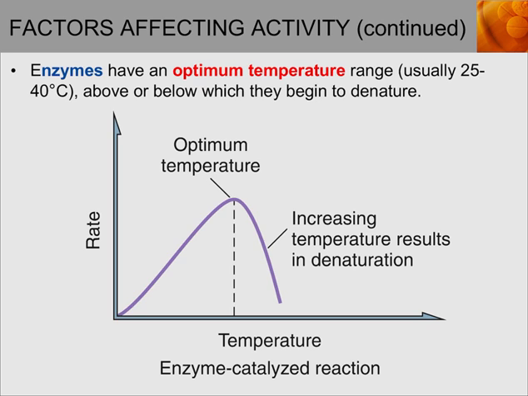So enzymes have an optimum temperature range, and that's usually between 25 to 40 degrees Celsius, above or below which they begin to denature. So an example graph is shown below. Temperature is on the x-axis and rate is on the y-axis.